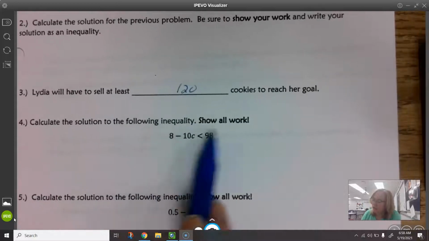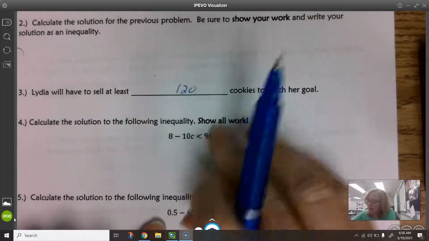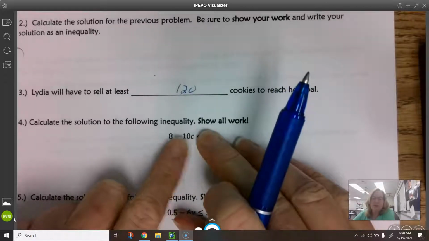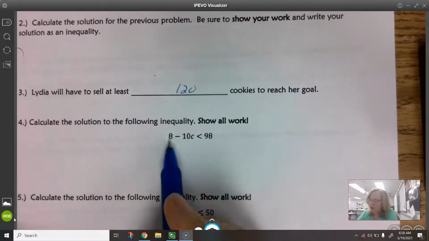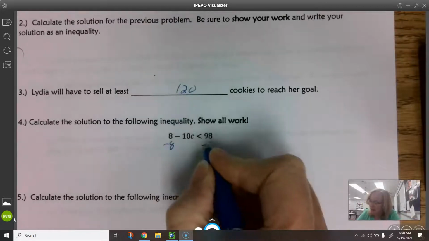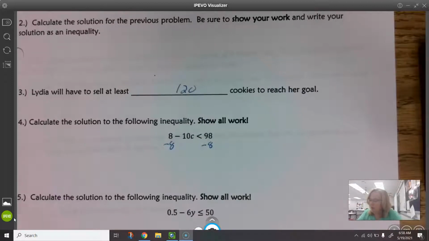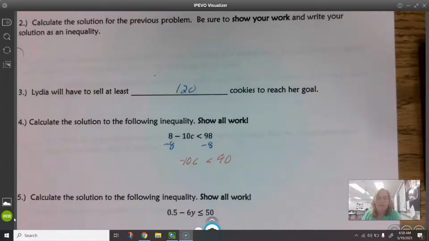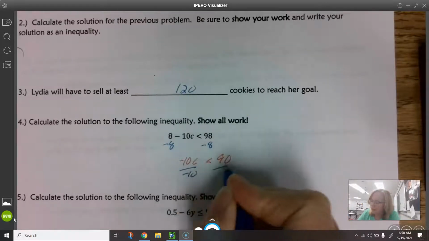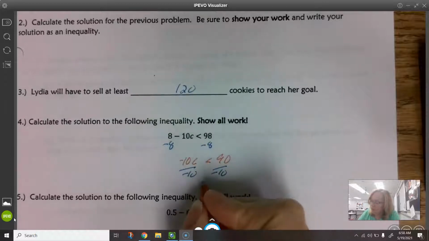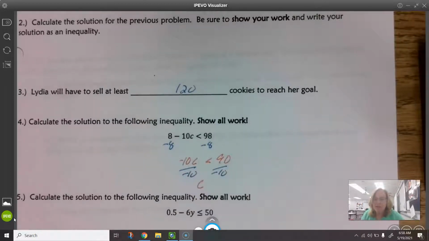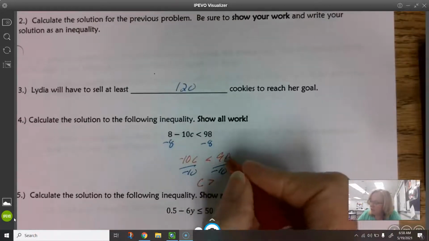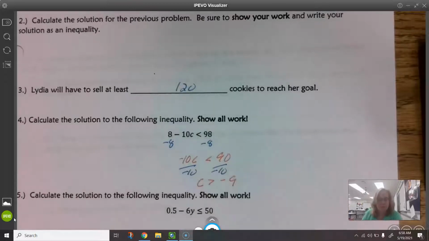Calculate the solution to the following inequality. Show all your work. Let's look at the number that's on the same side as the variable, but not directly connected. We have an 8. How do I get rid of the 8? I subtract 8. So therefore, I have negative 10C is less than 90. We're going to divide by negative 10. What happens when we divide by a negative? That's right, our inequality sign goes in the opposite direction. And then we're going to have C is greater than negative 9.